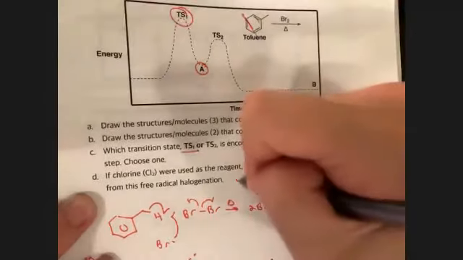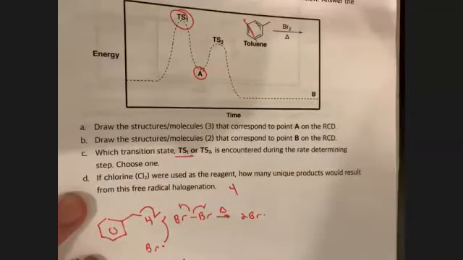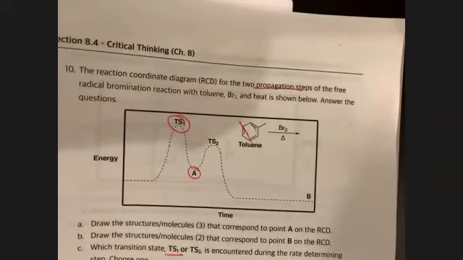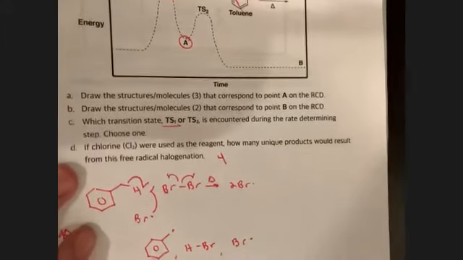So that's 4 unique products. Does that include stereoisomers? I don't know if Dr. Peterson meant to include stereoisomers, but there are 4 main structural products, pending the stereoisomer argument. That's about as much as you would expect for a critical thinking problem on these.